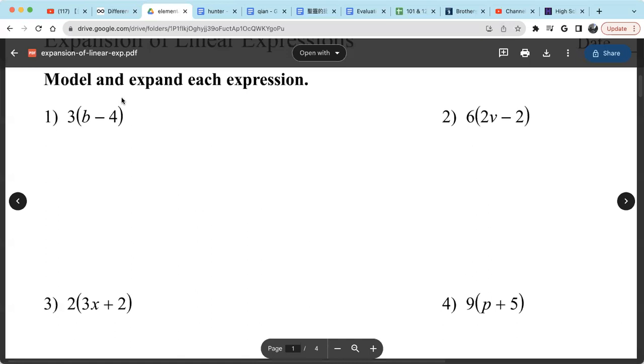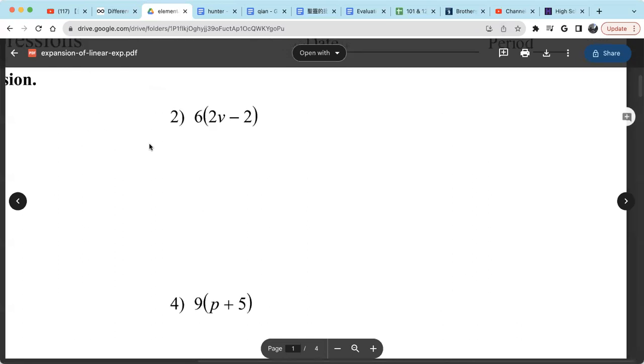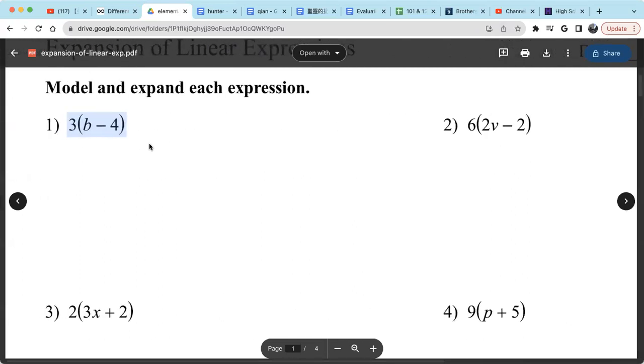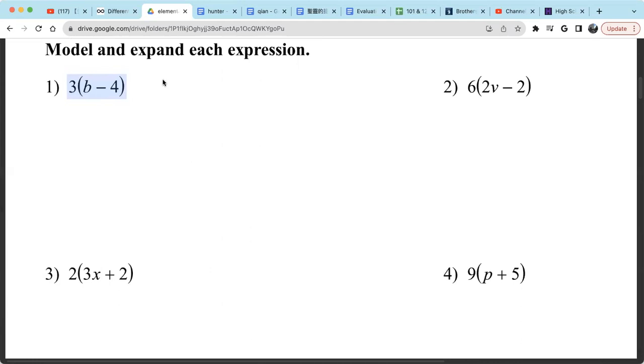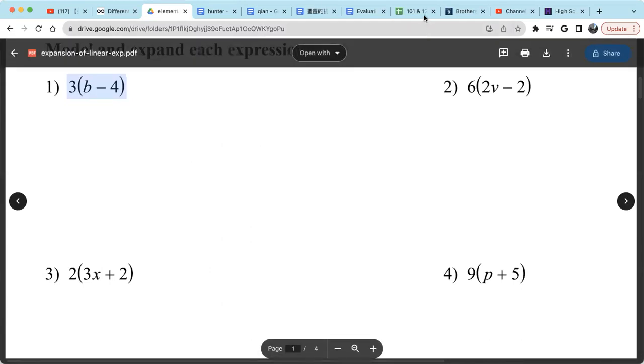Okay, so this is pre-algebra. So we see numbers and then we see letters. We call them variables. Let me get my pen. Okay, so let's see the first one. We see the number 3 here. Then we see parentheses, including two things.